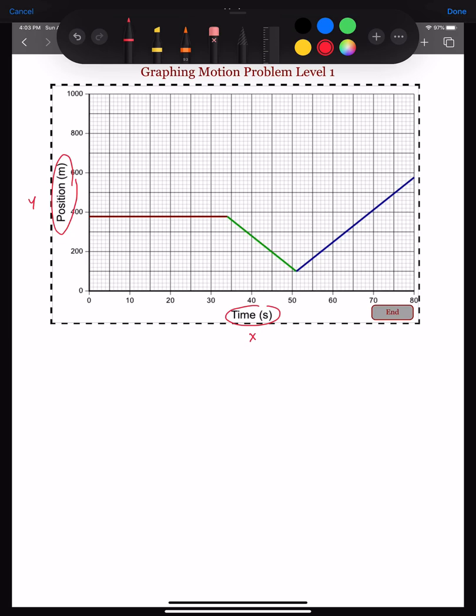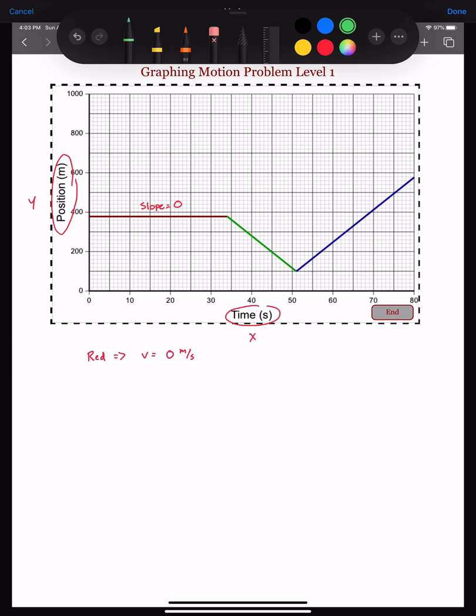So for the very first one, just recall that for a position versus time graph, the slope is the speed. And so at the beginning, the slope is equal to 0. So for red, that tells us that the speed is equal to 0 meters per second. Let's switch to green.